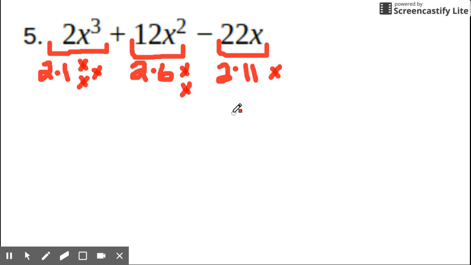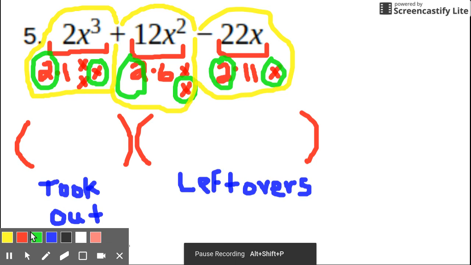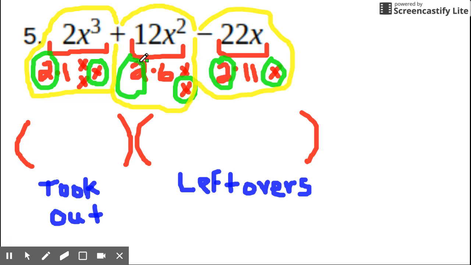Take a look at these 3 pieces. What do they all have in common? Well, they all have a 2, and they all have at least 1 x. Okay, I tried to separate this out. So here's what I'm doing. I circled the 2's because everybody had a 2 they were going to give me. So I'm going to take out a 2.